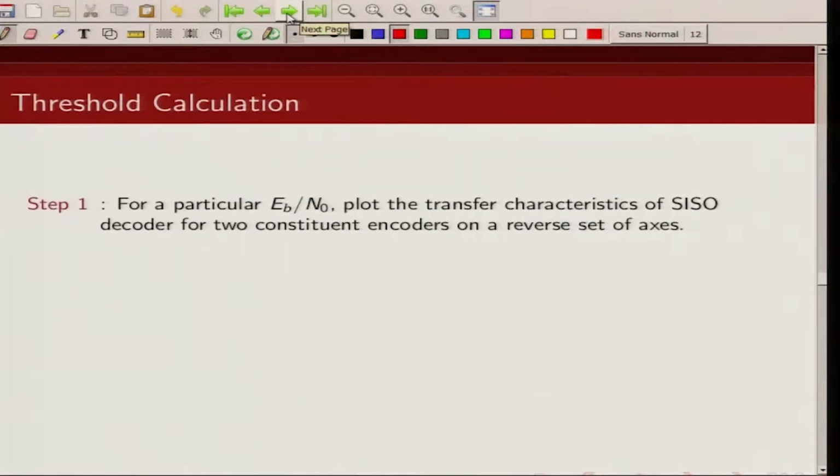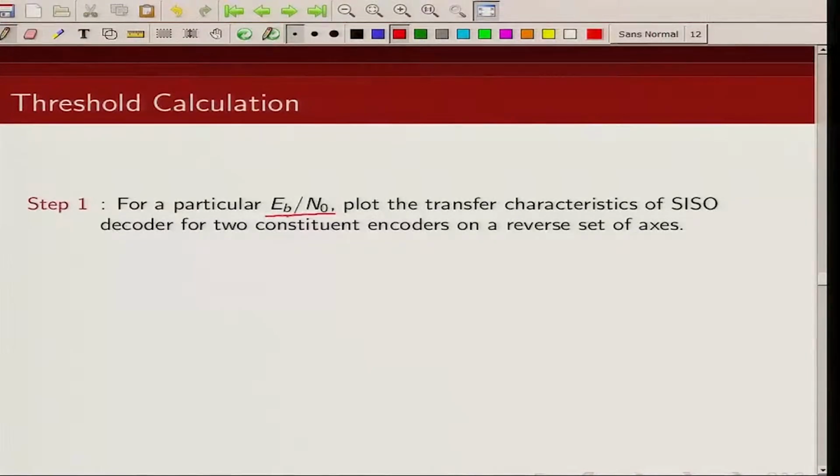Now, how do we use this transfer characteristics to compute the decoding threshold? So, how do we find out this minimum SNR under which our iterative algorithm will converge? How do we do this threshold computation? For a particular signal to noise ratio, we plot the transfer characteristics of this soft input soft output decoder, we plot them on reverse sets of axes. Now, what do I mean by reverse set of axes?